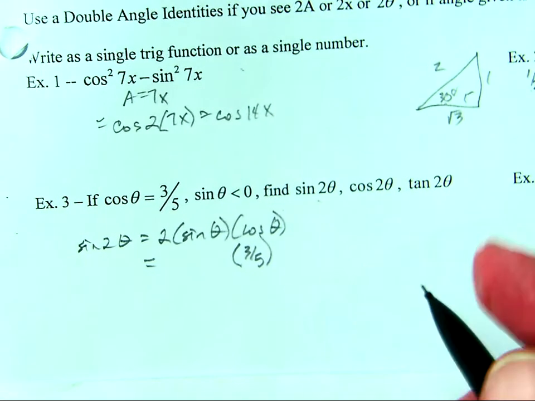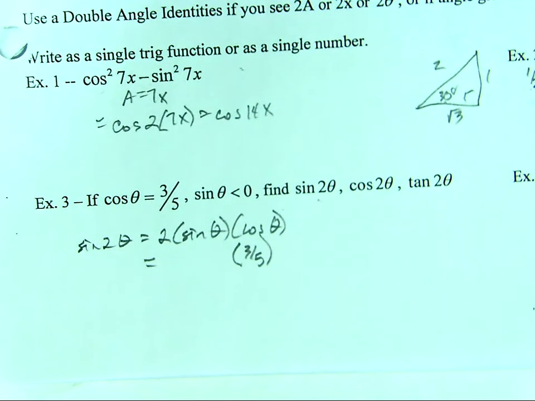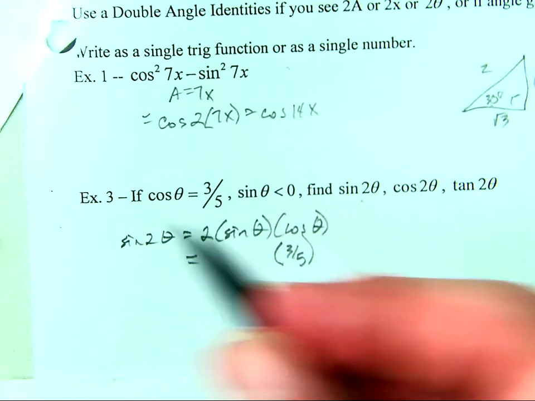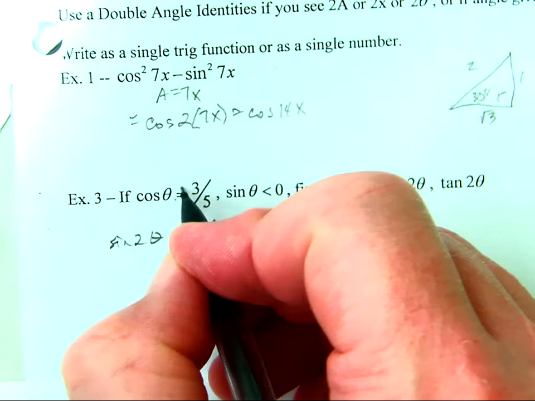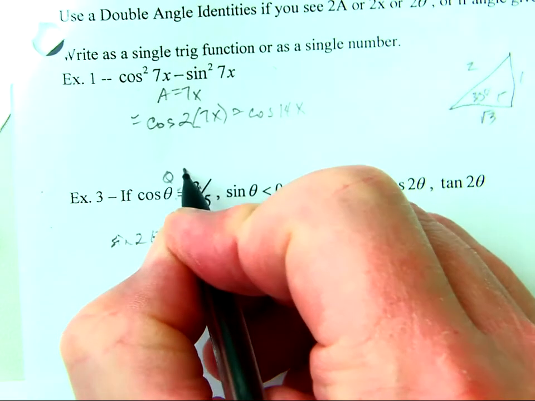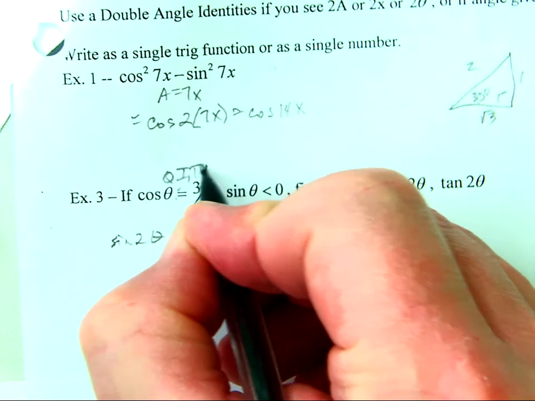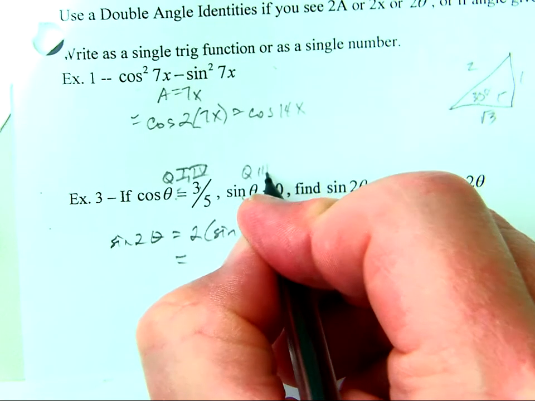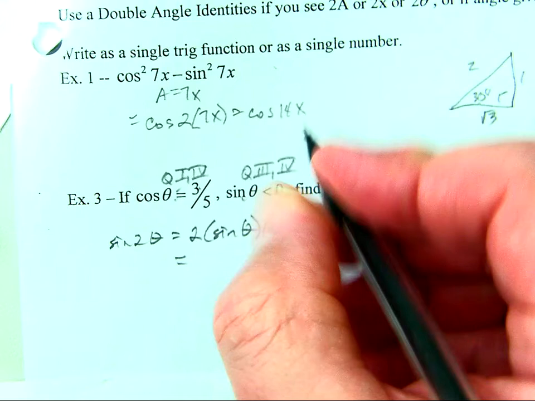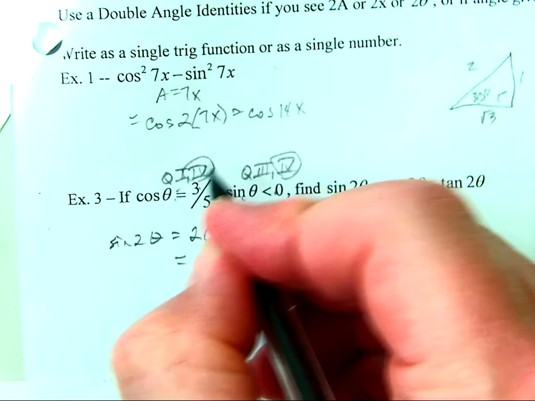Well, now we need to find the sine of theta. Well, let's draw a triangle. If we draw a triangle, it says cosine is positive. Well, cosine is positive in quadrants 1 and 4. The sine is negative. That's quadrants 3 and 4. So we know we're in quadrant 4.